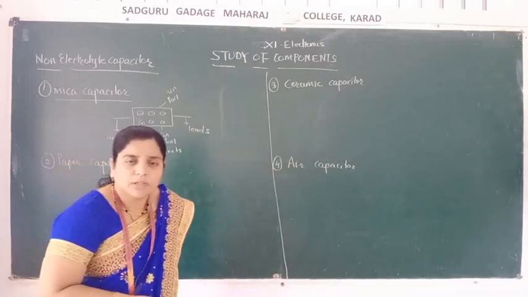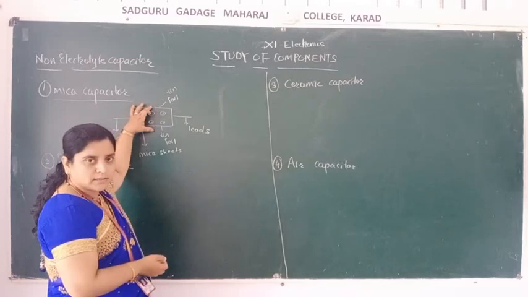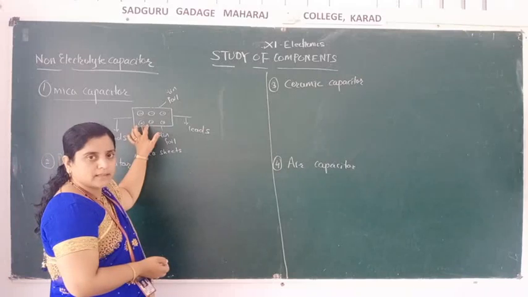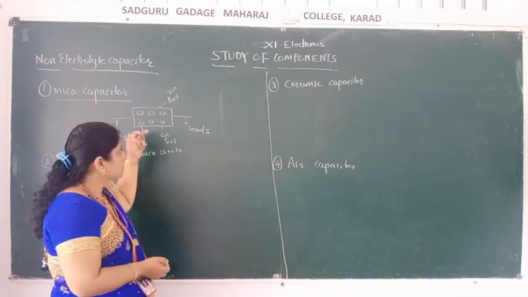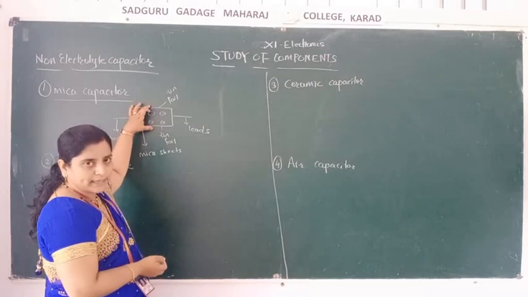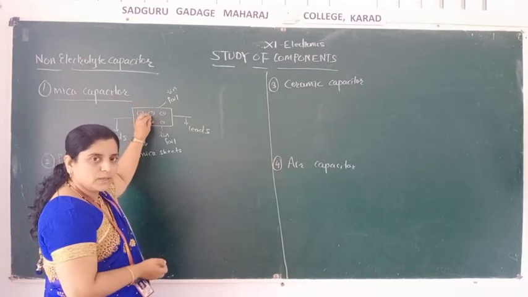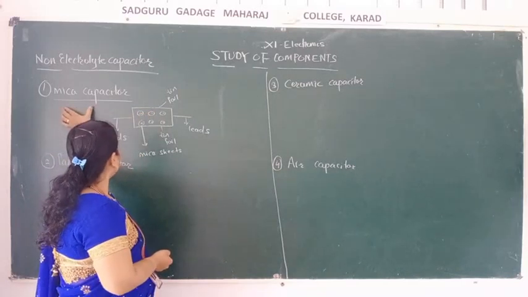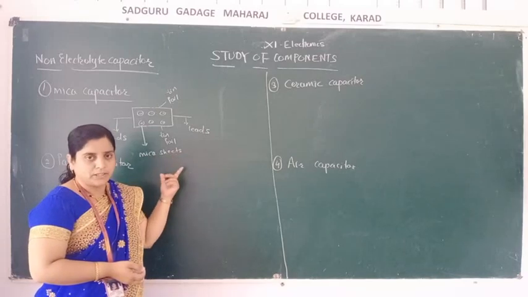Is that clear? What is the definition? Two tin foils separated with mica sheets is called a mica capacitor. Two tin foils are the conducting plates, and the material between them is an insulating material made up of mica sheets. That is called the mica capacitor.